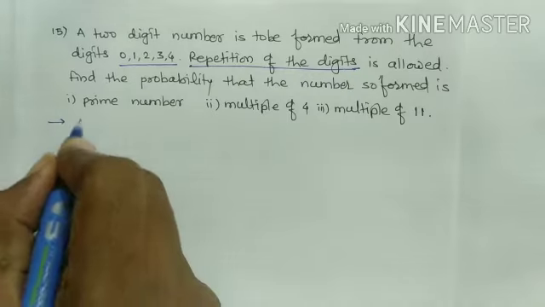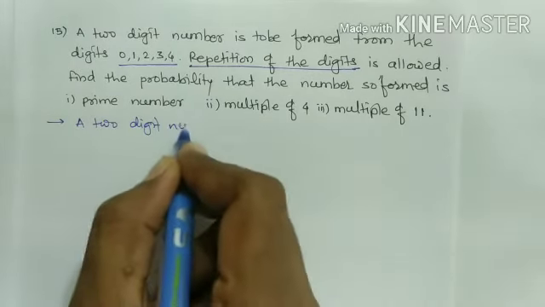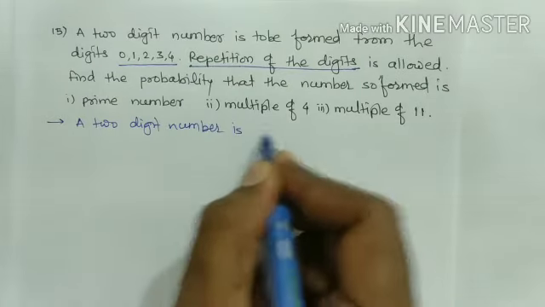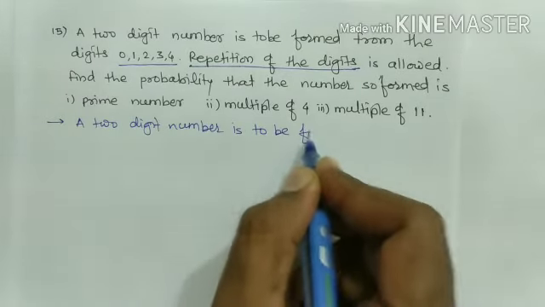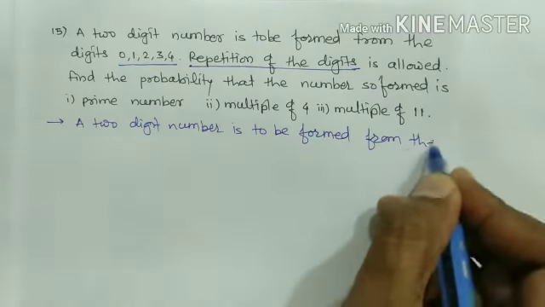See, a 2-digit number is to be formed from the digits.